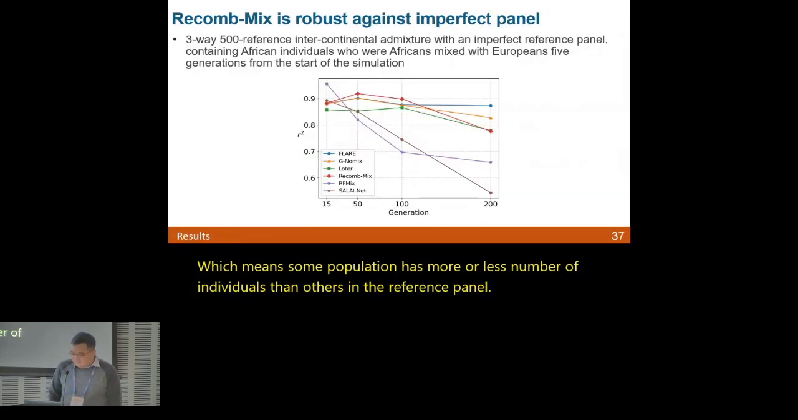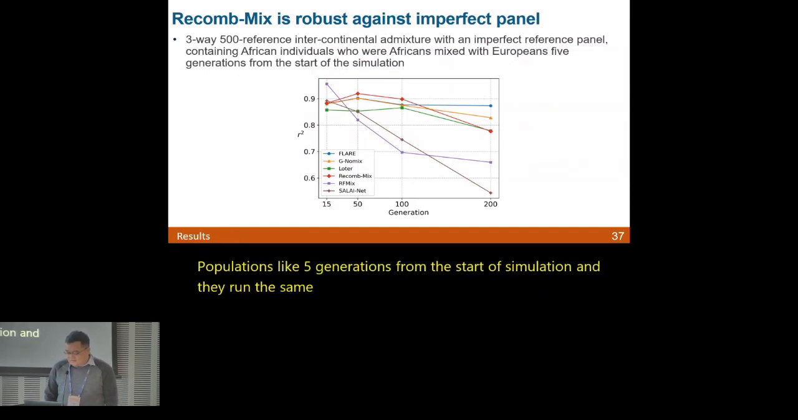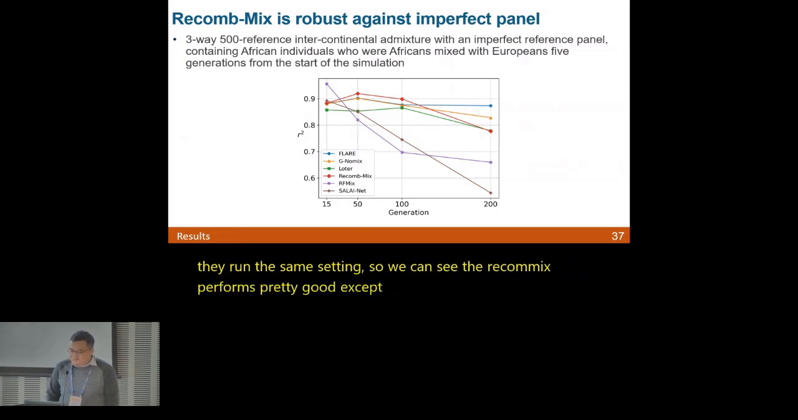So for the imperfect panel cases, we mix the two populations, like 5 generations from the start of the simulation, and then run the same setting. So we can see Recomb-Mix performs pretty well, except in the 200 generation case. We also noticed that RF-Mix was very good in the most recent generation case, which is 15.